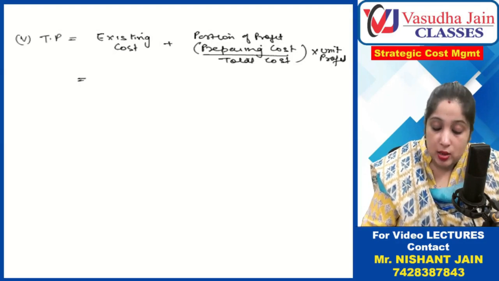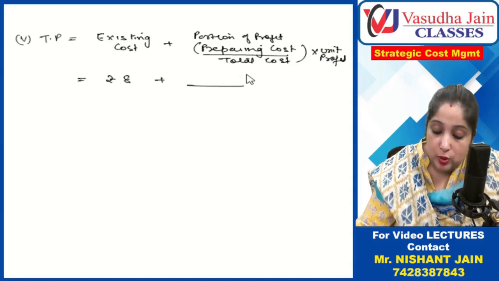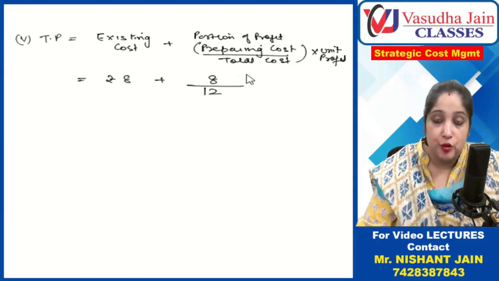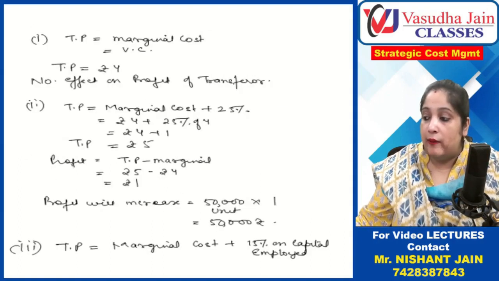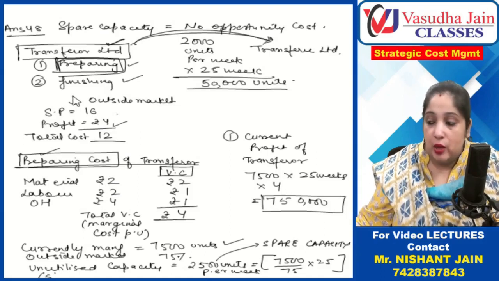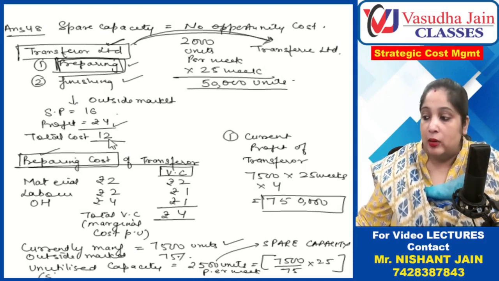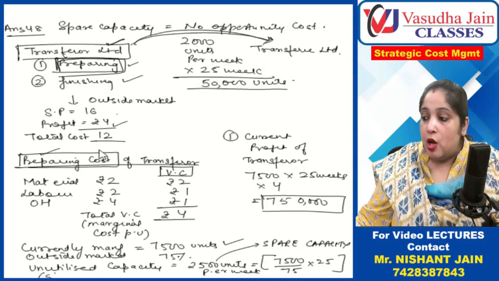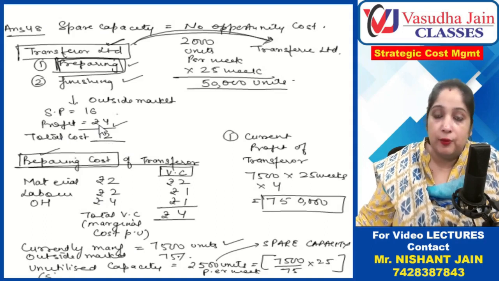So existing cost is rupees 8 plus preparing cost divided by total cost. Total cost is 12 rupees and preparing cost is 8 rupees. Ma'am, where have you got this information? Very simple. Going back, when we wrote the whole information, I wrote the preparing cost is 8 rupees, and after performing preparing and finishing work, you are selling it for 16 rupees, profit is 4 rupees, so total cost is 12 rupees. This cost includes preparing cost and finishing. Preparing cost is only 8 rupees, but total cost is 12 rupees and profit per unit is 4 rupees.